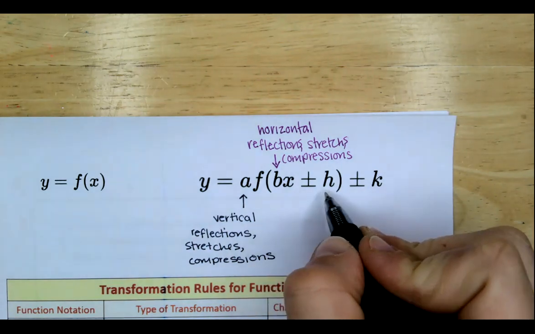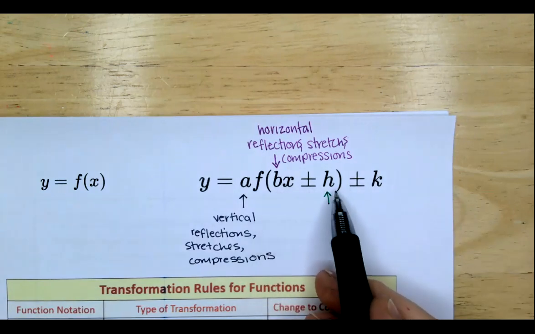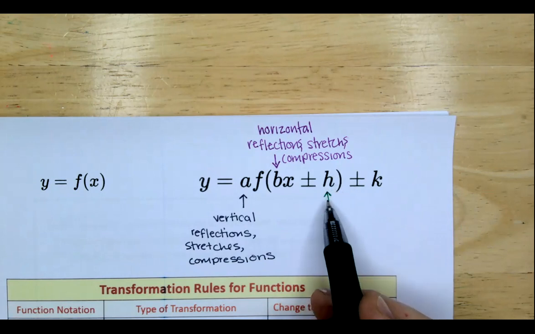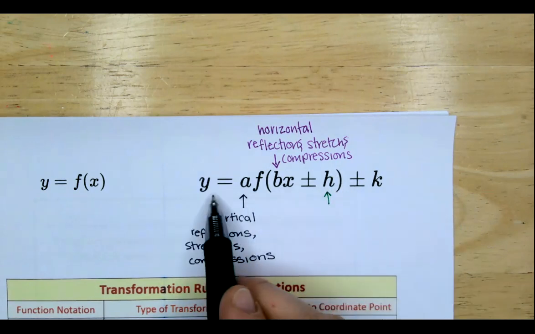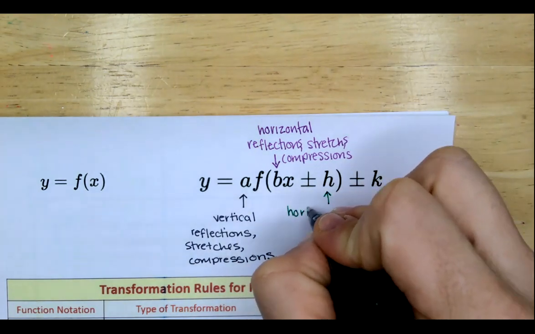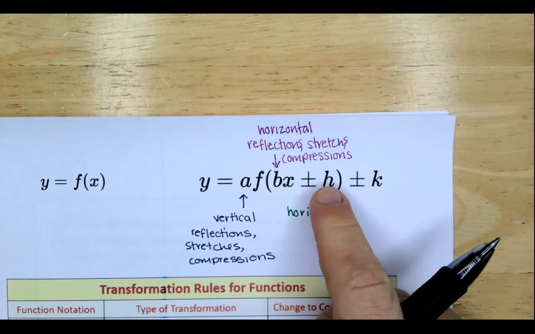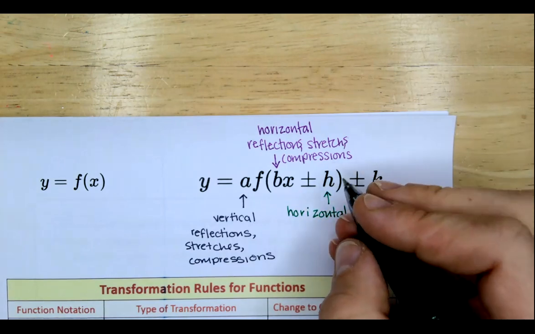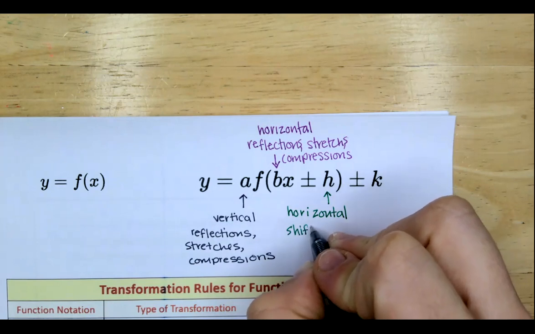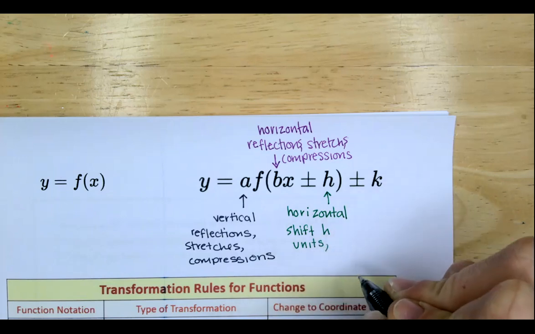Then these are shifts, okay? If inside your parentheses you are adding or subtracting a number, that is going to be a shift of that many units in the horizontal axis, okay? So H is a horizontal, I should call it C, because down here they call it C. Horizontal shift, that number of units, opposite direction of sign.